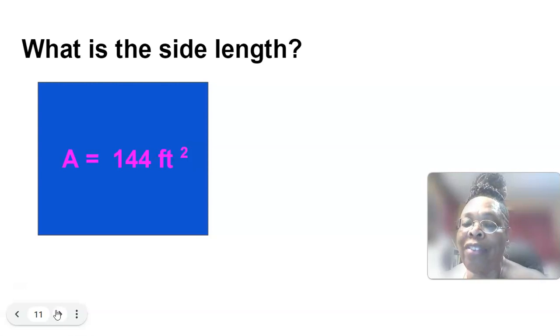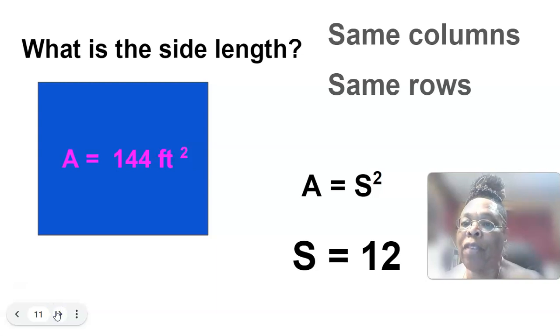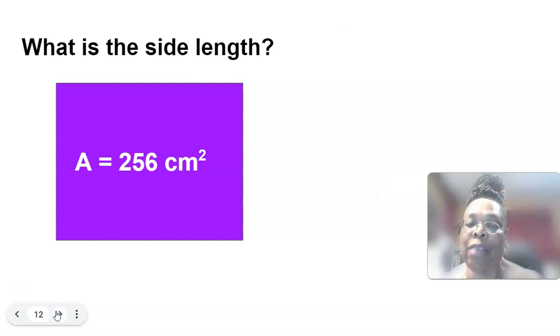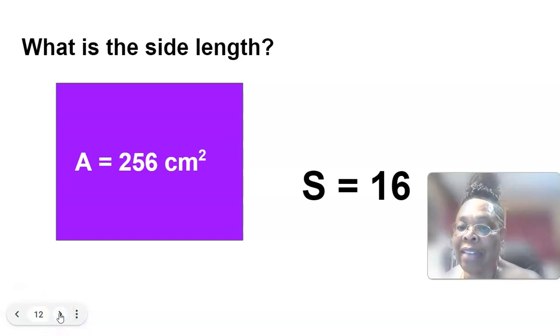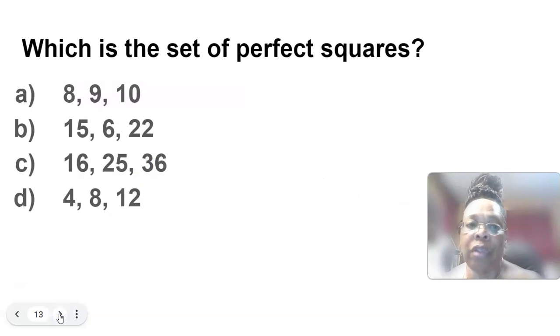In other words, what is the root of 144 squared? Yes, area equals side squared. The side is 12 because 12 times 12 is 144. Same columns, same row. What about 256? Put it under your radical, or ask yourself what times itself gives you 256. If area is side times side, what number times itself gives you 256? Yes, 16. Same columns, same rows.